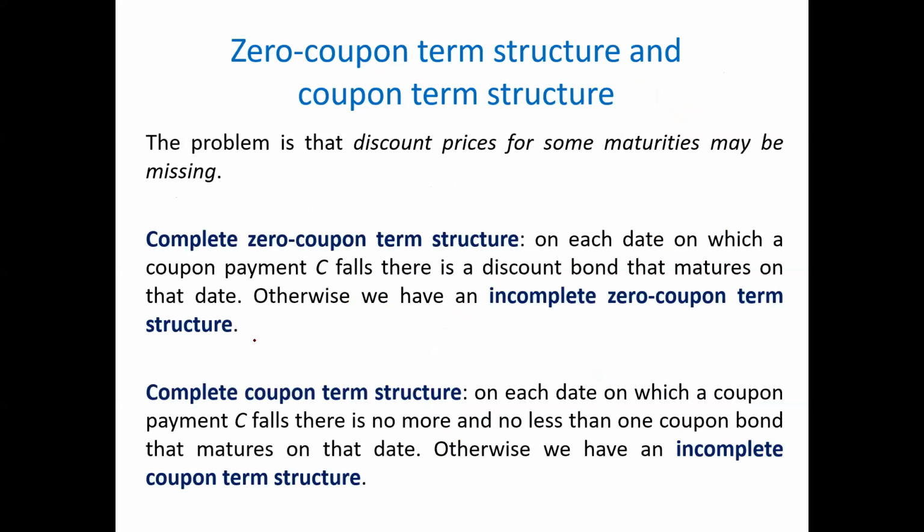So we have the zero coupon term structure. This term structure is built based on zero coupon bonds or discount bonds. And also we have the coupon term structure, and this term structure is based on coupon paying bonds. I guess there is no need for me to repeat what is written here. These are the definitions of the two term structures. I'll give you 30 seconds. Please read these two definitions yourself, and then I will continue.